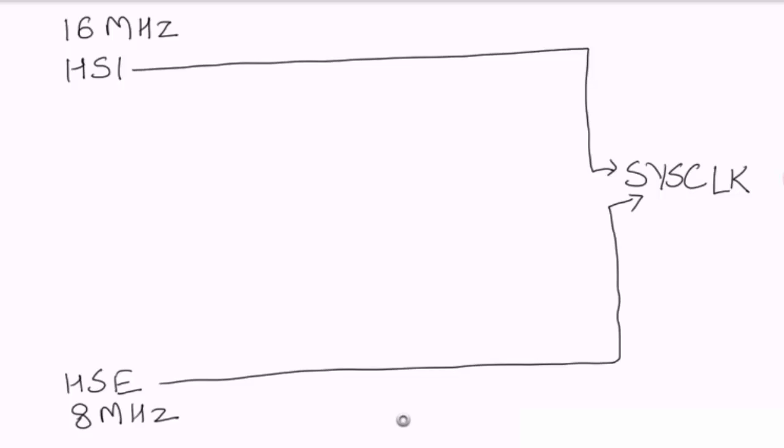Now we have one more option here, that is PLL. We have some PLL parameters here, that's PLL-M, PLL-N and PLL-P.